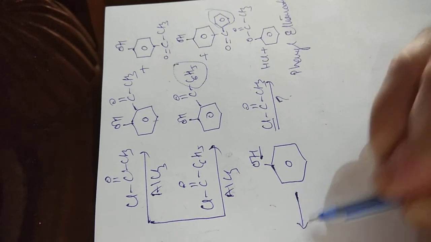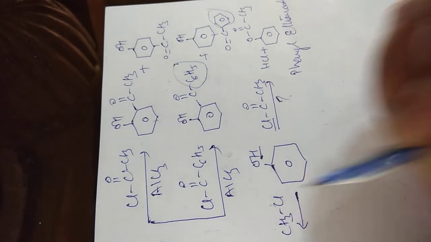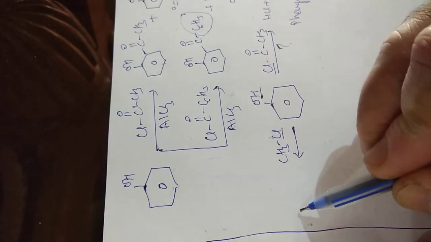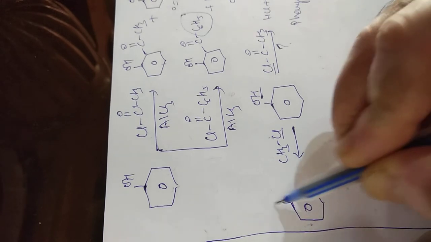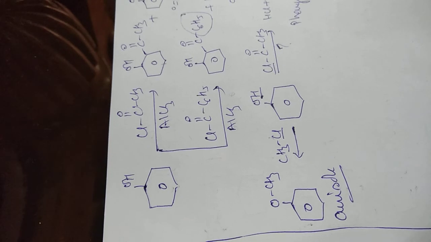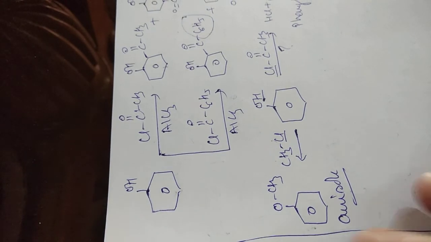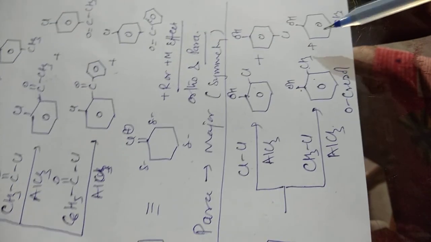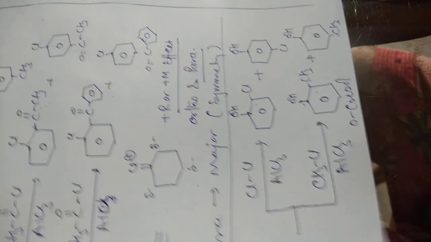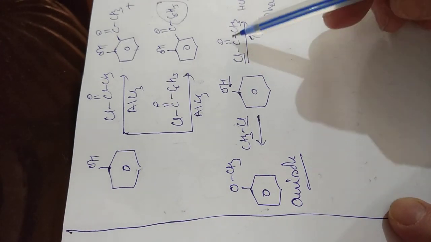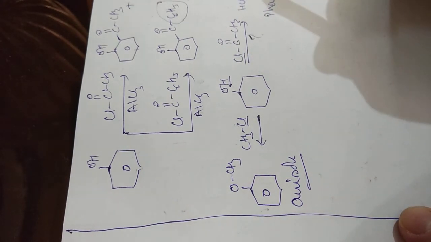In a similar way, if you are not taking anhydrous AlCl3 with CH3Cl, then once again you will see HCl will be removed and anisole will form. On the other hand, if you were taking CH3Cl and anhydrous AlCl3, ortho para product would be obtained. But in absence of anhydrous AlCl3, it will give ether. With acetyl chloride, we will have ester.